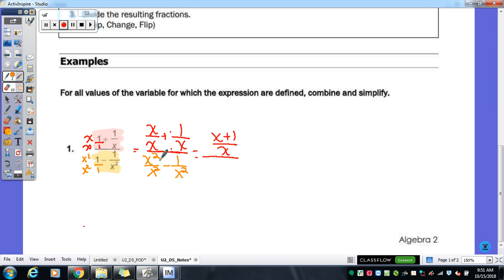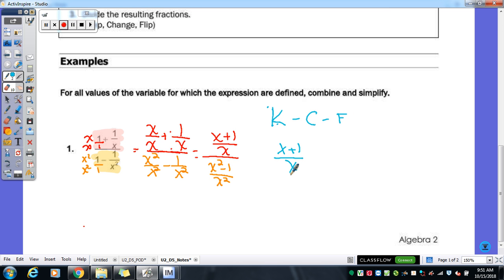Now we have a common denominator. We can actually subtract. So x squared minus 1 over x squared. So now this is what we want. One fraction divided by another fraction. So we go to our keep, change, flip rules. Keep, change, flip.